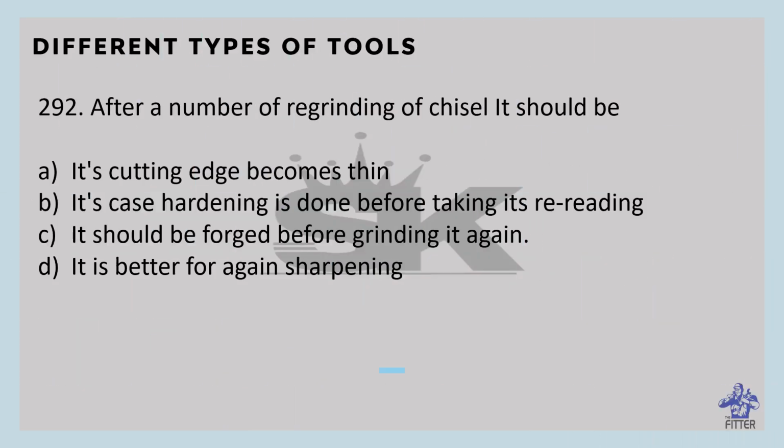After a number of regrindings of a chisel, it should be forged before grinding it again. After repeated use, the cutting edge of the chisel gets spoiled and its head also fails. Therefore, in order to make a good cut in the right way, there is a need to grind the chisel. The cutting edge of the chisel should be ground slightly convex instead of straight. So after a number of regrindings of a chisel, it should be forged before grinding it again.